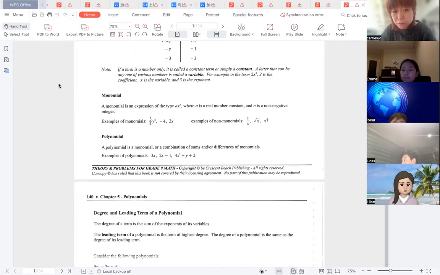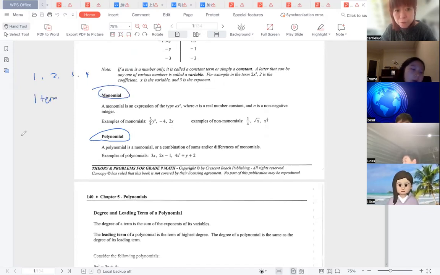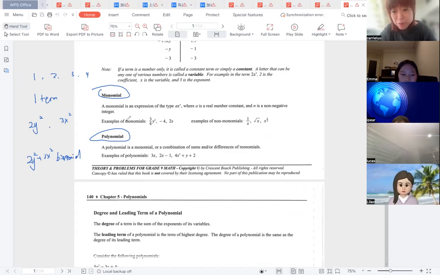Wait, so a monomial is a whole number and a polynomial is... no, a polynomial is like the degree with 1 term, 2 terms, 3 terms, 4 terms, they're all polynomials. 所有的都叫 polynomial, okay? A monomial is a polynomial with 1 term. So for instance, 2y squared, 3x squared is a monomial. 那如果你是 2y squared plus 3x squared, this is a binomial. We're going to explain this one later, but we just want to tell you.